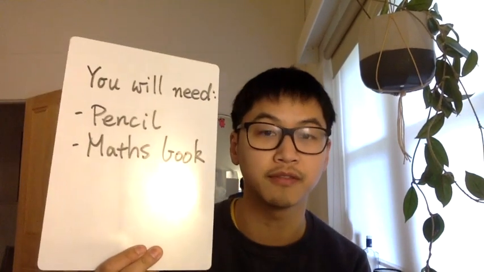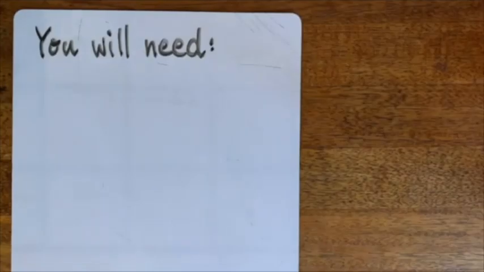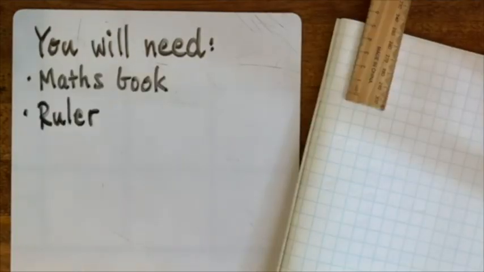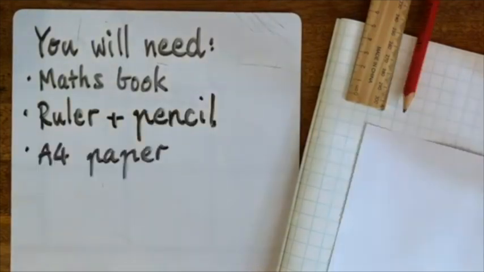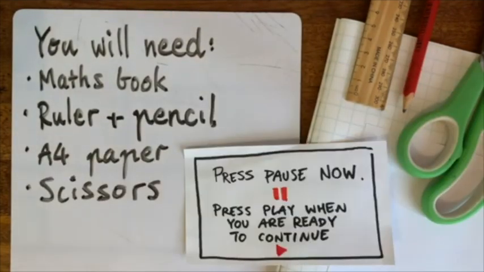That's when you make sure your students are prepared with the materials they need to engage with your video. It could be as simple as just putting up a mini whiteboard with a list of the materials that they need, or you can do something a little bit fancier like this. In this session, you will need a maths grid book, a ruler, a pencil, an A4 piece of paper, and a pair of scissors. Press pause now and collect your materials. And when you're ready to continue, press play.